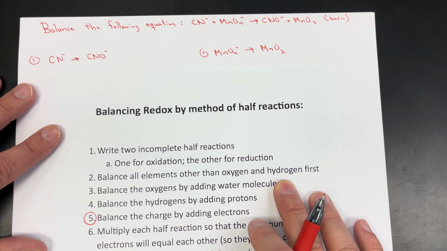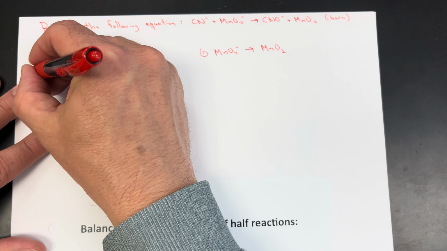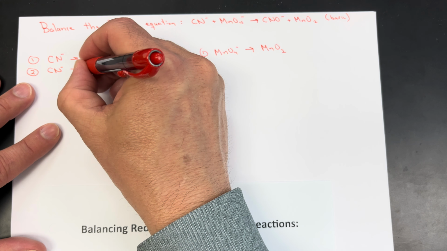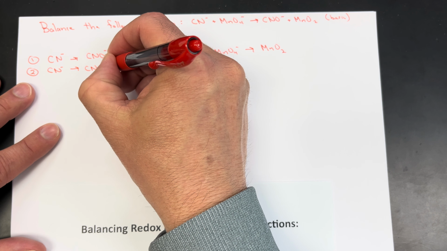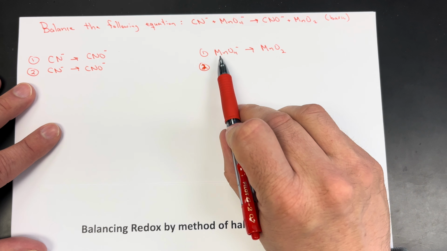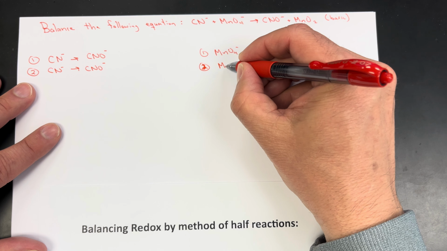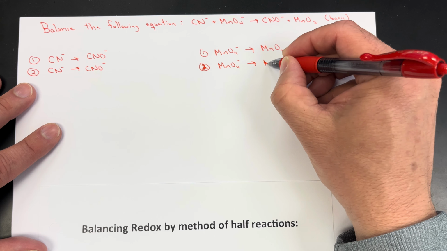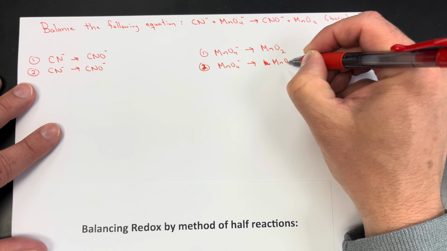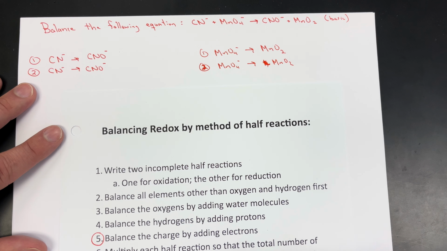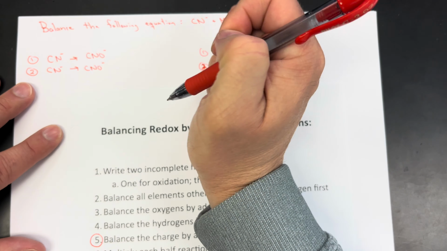Then the second step is to balance all the elements other than oxygen and hydrogen first. Well, it looks like the carbon and nitrogen are balanced, so there's really nothing to do in step 2. The manganese is also balanced, so there's nothing to do here as well. Sorry for the chicken scratching there. So step 2 is the same because the manganese, the carbons, and the nitrogens are balanced.